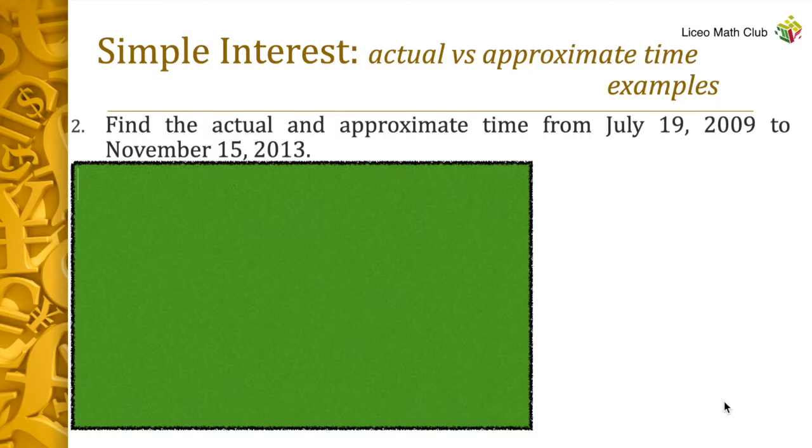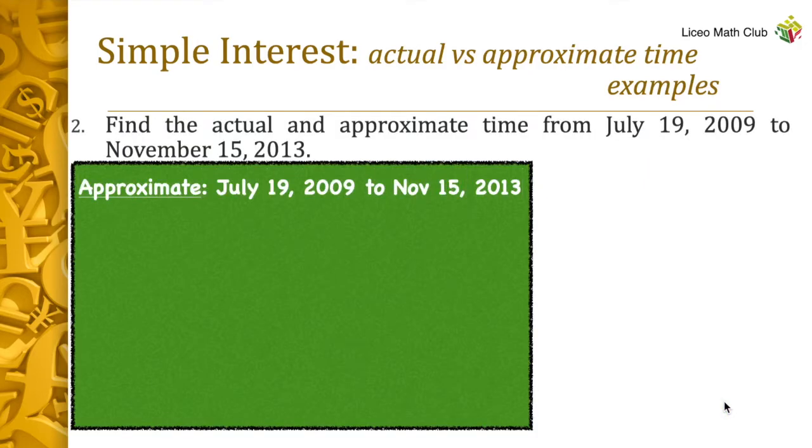Number 2, you're asked, find the actual and approximate time from July 19, 2009, sorry, to November 15 of 2013. Now, if we're going to do this monthly, it will take us quite a lot of time, since in every month you need to count. I mean, my goodness, no, we won't do that. So we have a trick here wherein from 2009 to 2013, since we have a difference in the year, we're going to count by year.